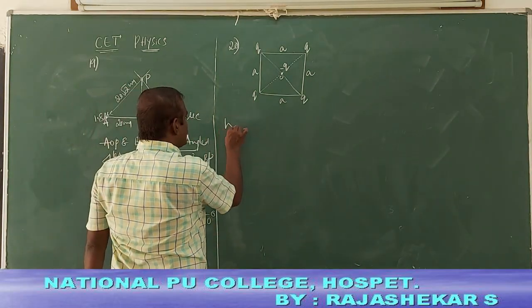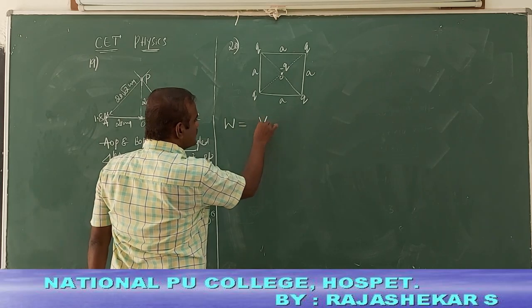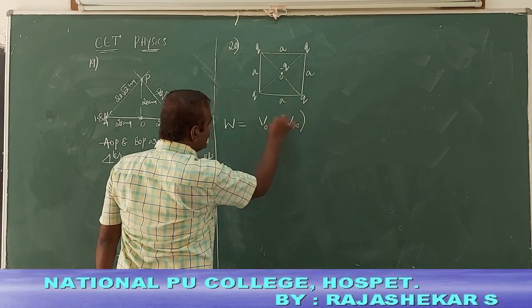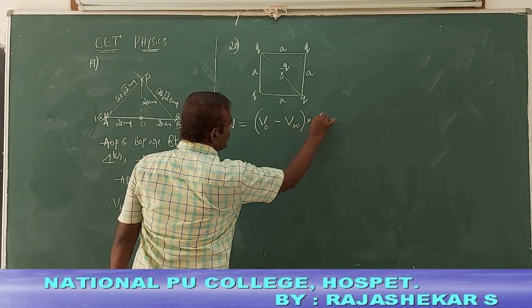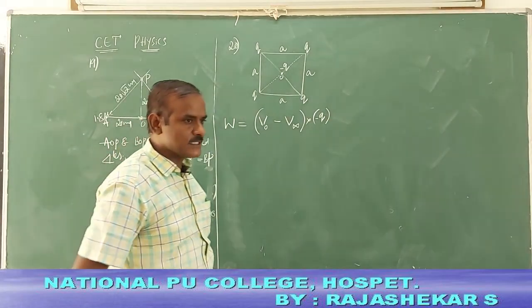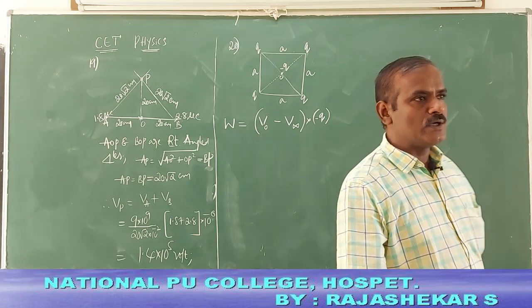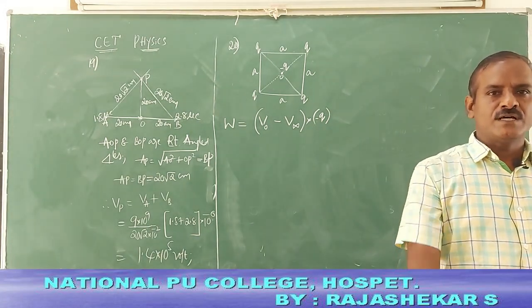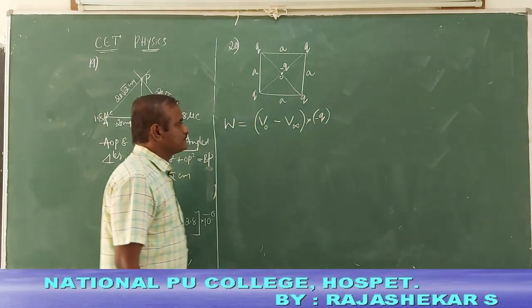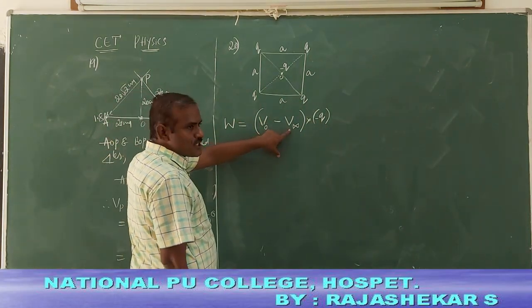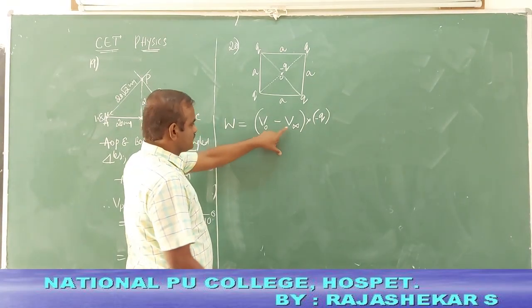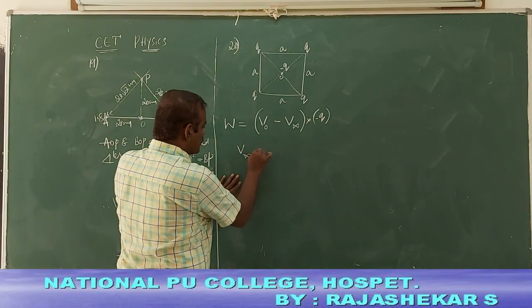So work done is equal to potential difference at O minus potential at infinity into the charge supposed to be moved. Of course it is minus. This is the general formula. Work done is equal to potential difference between two points between which the charge is supposed to move, into the charge which is to be moved. And we know very well potential at infinity is 0. Either it may be due to a single charge or due to many charges, V infinity is 0, students.